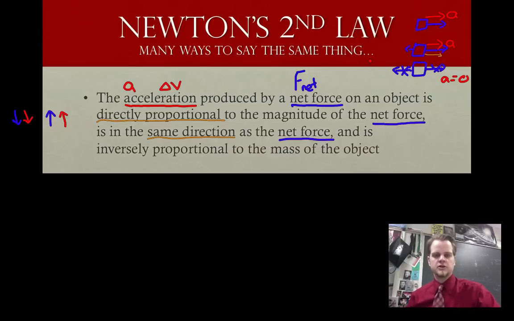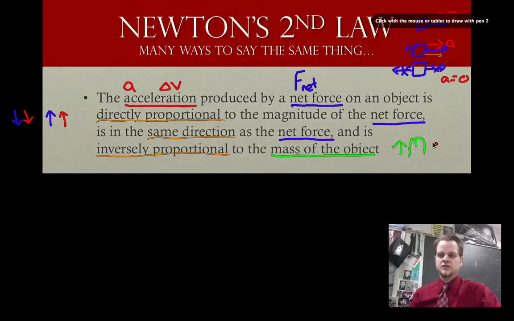And then this last part here is talking about being inversely proportional to the mass of the object. What we're saying here is that if the mass of the object goes up, if it's a big mass, then the acceleration will go down. And you know that.